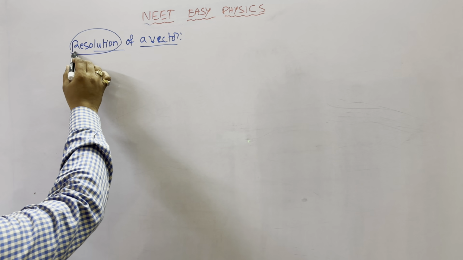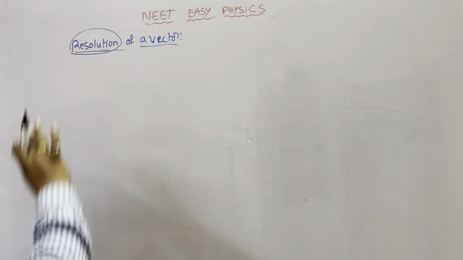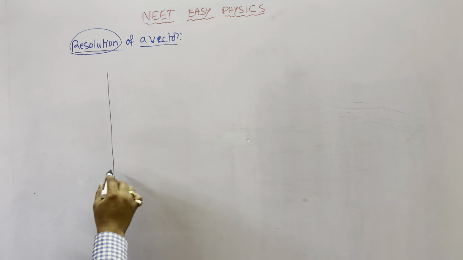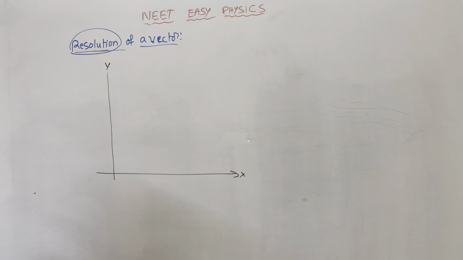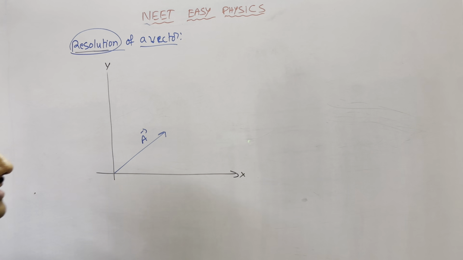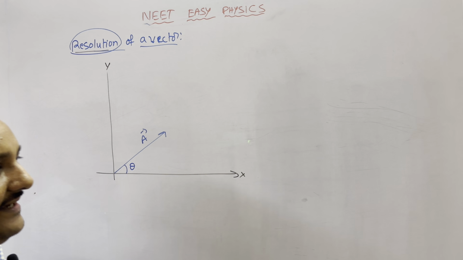Today we are going to discuss resolution of a vector. Resolution of a vector means dividing a vector into two components. Let us assume we are taking the xy plane. Within this, we are taking one vector, A bar, which is making an angle theta with the x-axis.